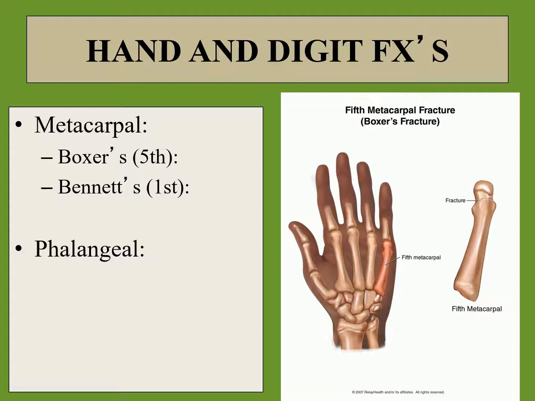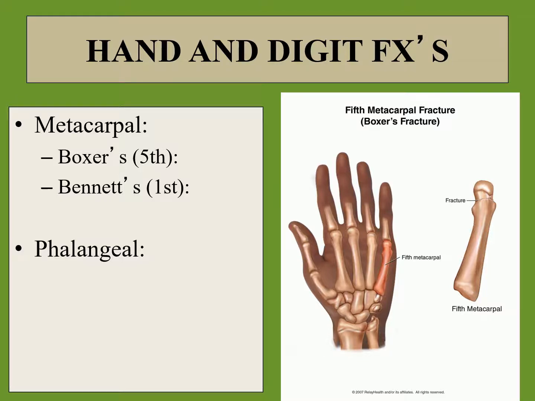Fractures to the hand can occur within the metacarpals or in the phalanges. There are 2 specifically named fractures if they occur in the metacarpals. If the fracture is in the 5th metacarpal, it is a boxer's fracture. Consider the mechanism of injury of doing, say, a cross hook or a jab, so the force will be within that 5th metacarpal.